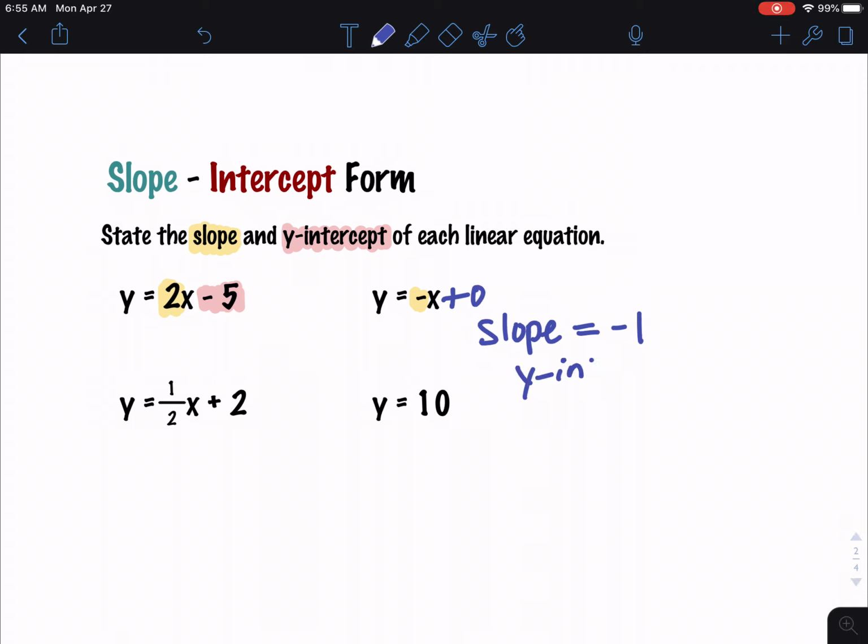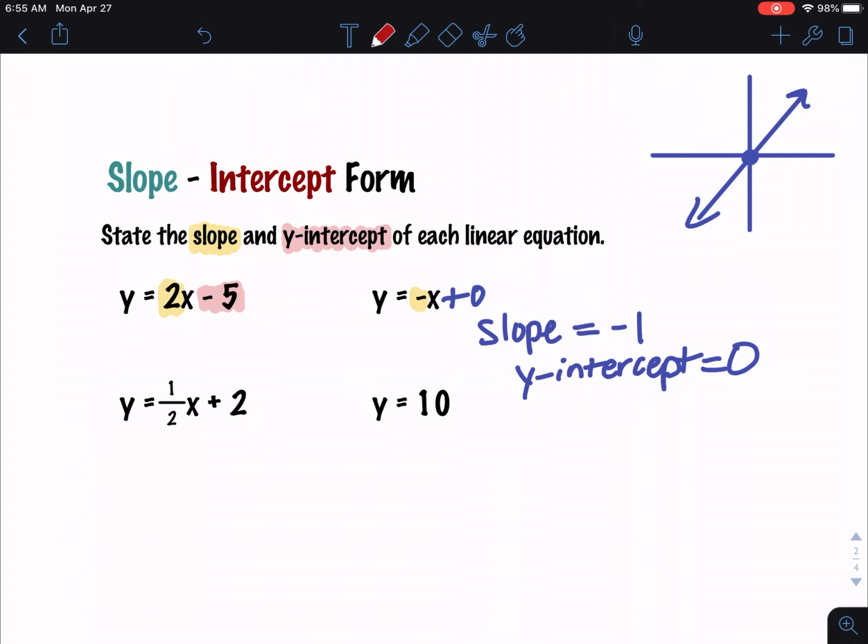Now, we don't choose to write that in our linear equation because if I add 0 to something, it's not changing. So that simply just means that my graph is going to be crossing right here through the origin. So it's crossing that y-axis right through the origin. So maybe our line looks something like this, or maybe it looks something like this. So it would be where it's crossing right through that origin.